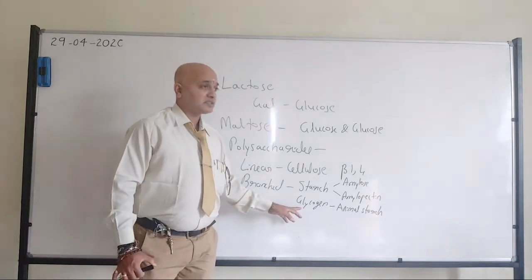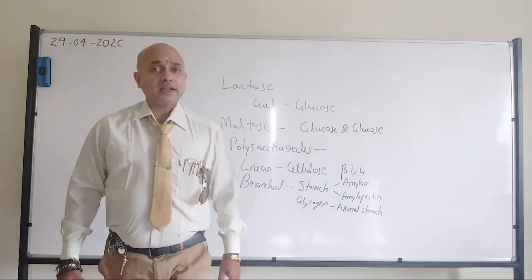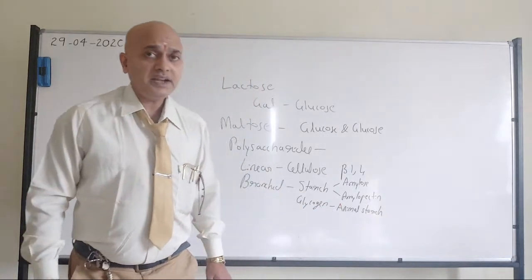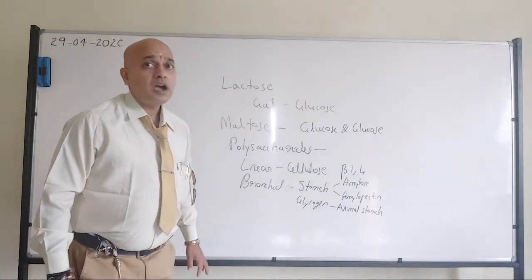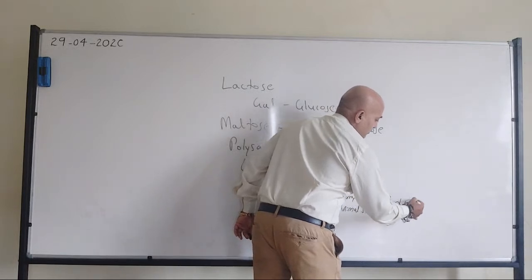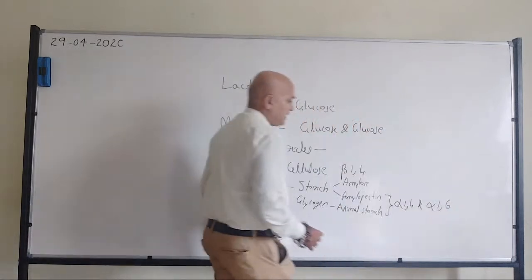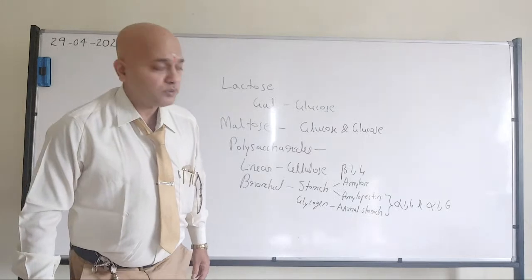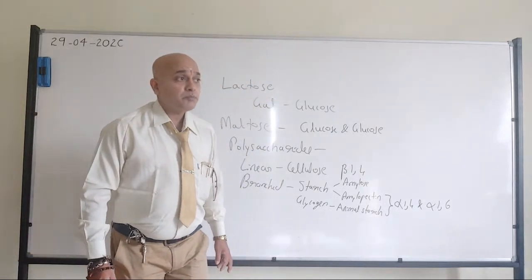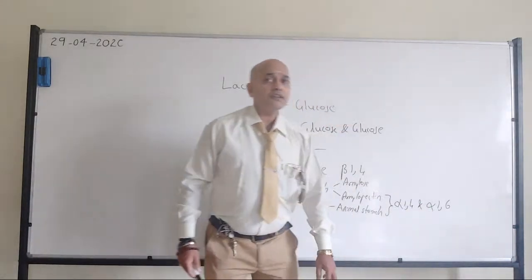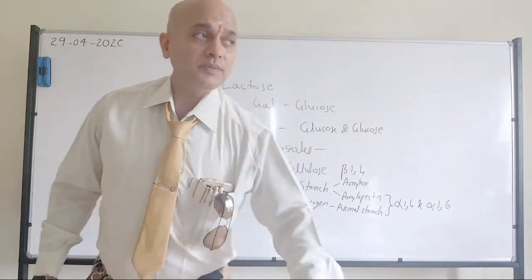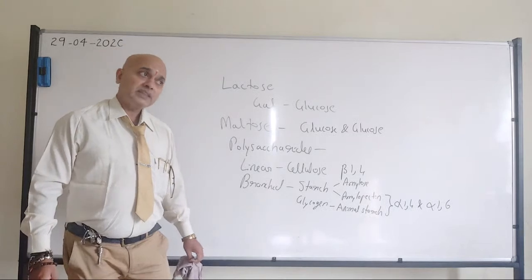When it comes to structural features, glycogen is similar to amylopectin. The only difference is that glycogen is highly branched and amylopectin is less branched. Otherwise, both have alpha 1,4 and alpha 1,6 glycosidic linkages. Wherever there is a branch point, that linkage will be alpha 1,6. The rest of the linkages will be alpha 1,4 only. That's what we discussed with respect to branched polysaccharides.